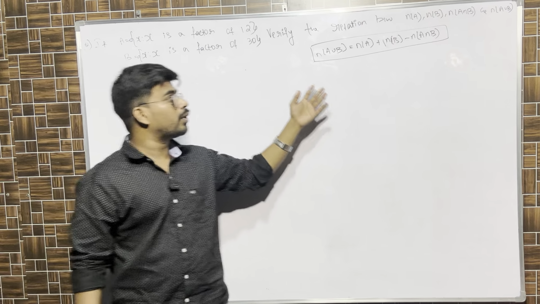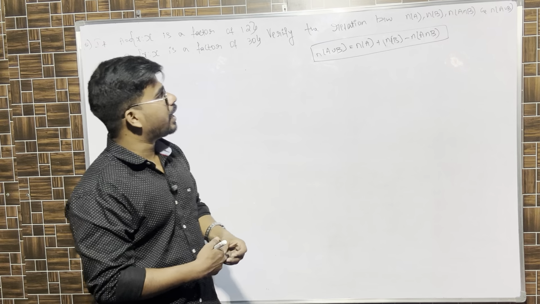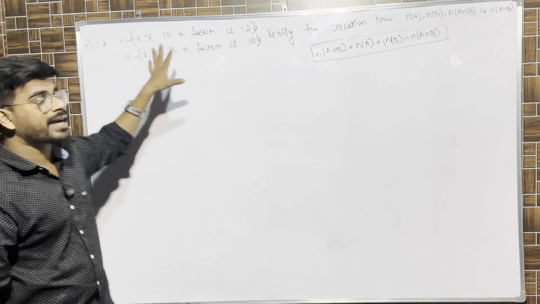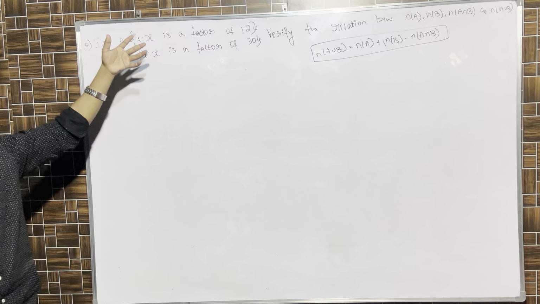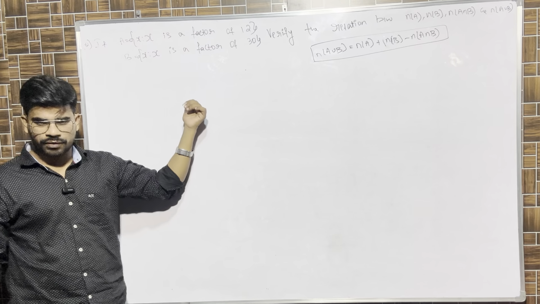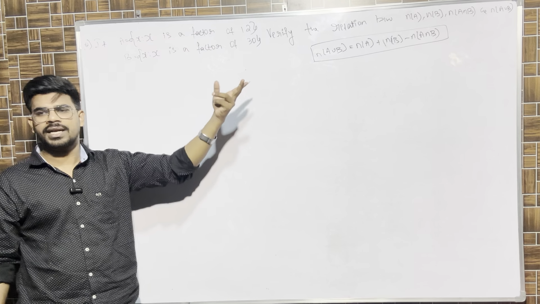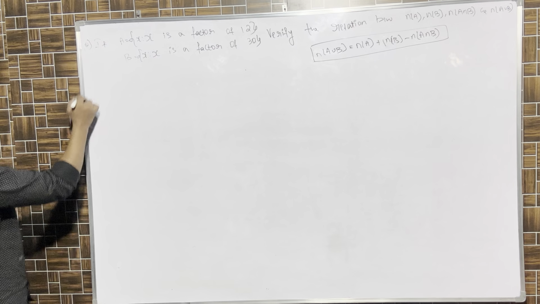First of all, before going into A and B, we have to extract A and B here. If this is given in the set builder form, we have to write it in the roster form, then find union, intersection and number of terms. So that is what we are going to do here.